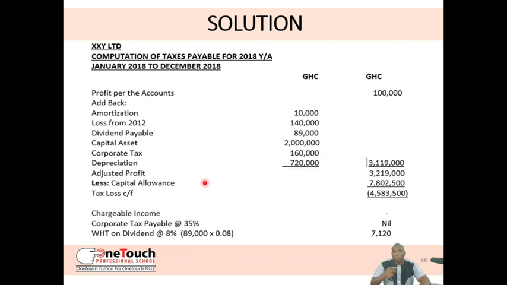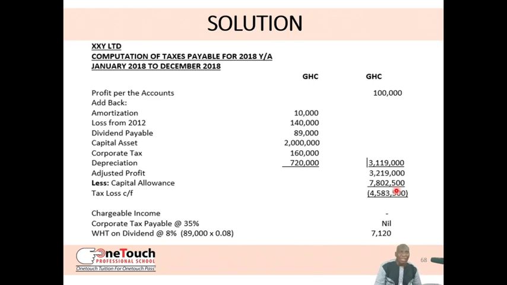Then the capital allowance workings, the figure that you calculated, you go and take it out. Now you will see that the capital allowance figure is more than the adjusted profit. Because it is always when you arrive at adjusted profit, now you less the capital allowance. The figure is more than the adjusted profit. So what do you do? There's a loss. And this loss can be carried forward for a period of 5 years following the year in which the loss was incurred.